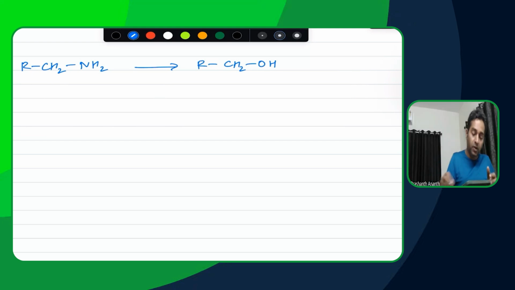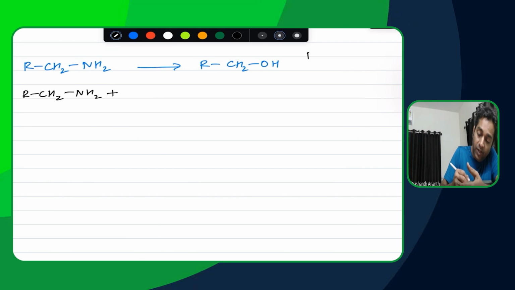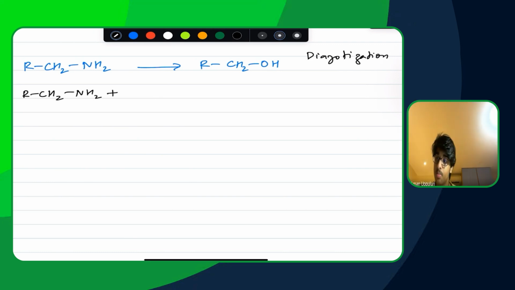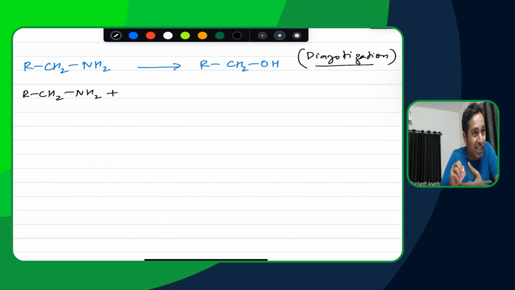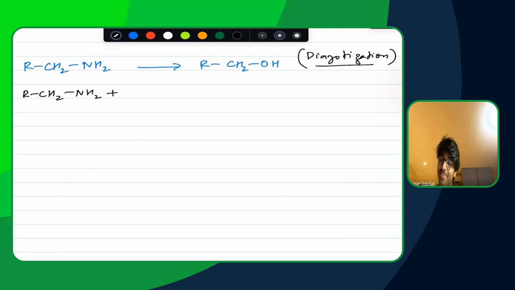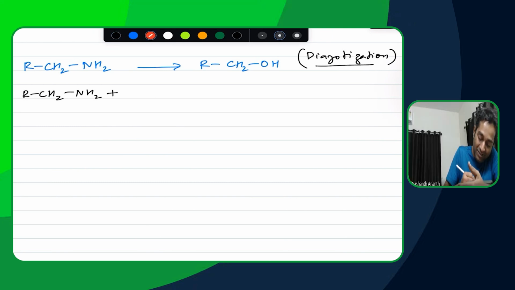Okay. All right. So now let's talk about what is going to be done in this process. When you are doing this conversion, we are going to be looking at one very critical, very important reaction of amines, which is called diazotization. So the name of the reaction is diazotization. Nobody needs to care about the name. Now let's look at what is really happening here.